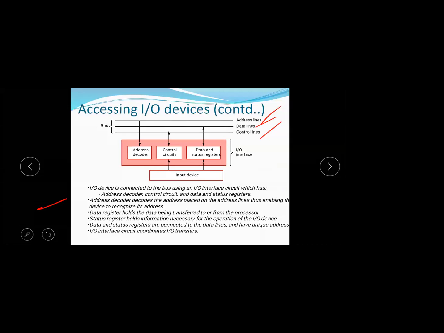For each device, there is an IO interface. This is called the IO interface, the input-output interface. If you want to transmit data from a mobile phone to your computer, you have to use a data cable. That data cable acts as the interface between your processor and your mobile.